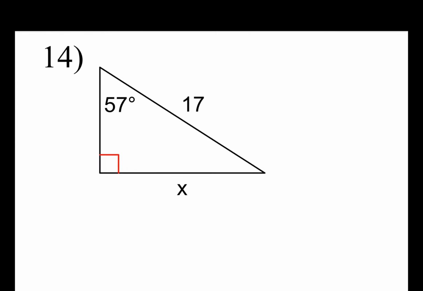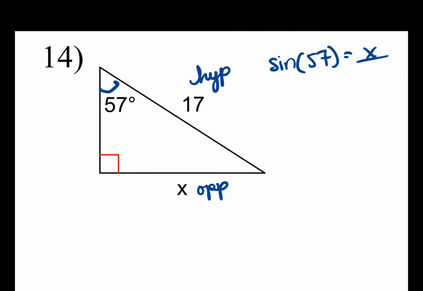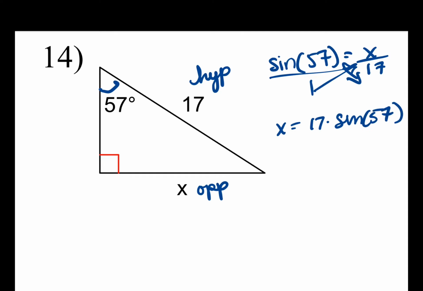Here's our angle. This x is opposite. This 17 is hypotenuse. So the ratio that uses opposite and hypotenuse is sine. So sine of 57 equals x over 17. Cross multiply. x equals 17 times the sine of 57. And when I punch that in my calculator, I end up with 14.3 after I round to the nearest tenth.